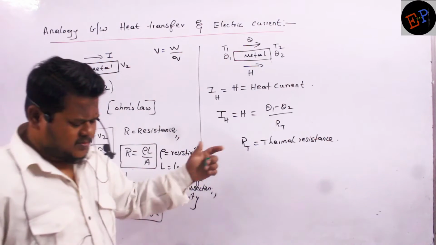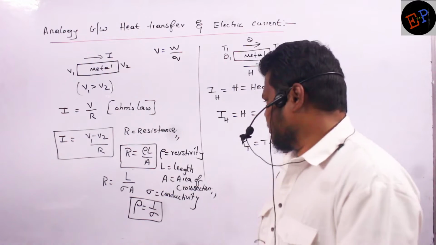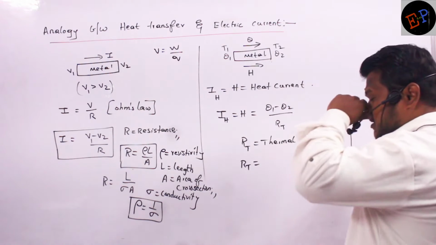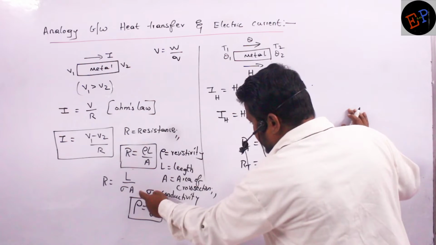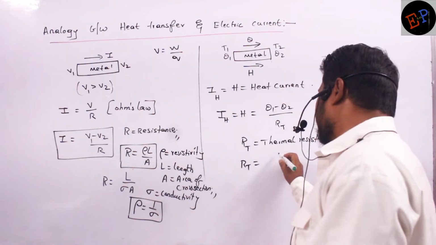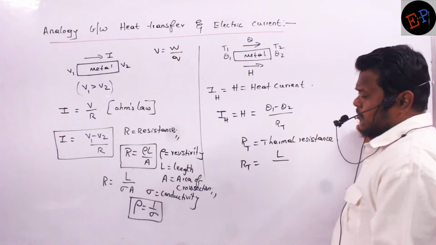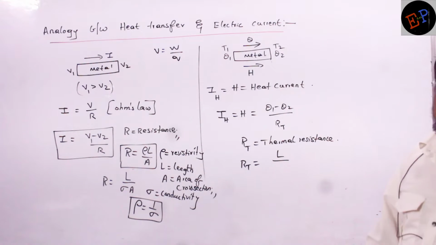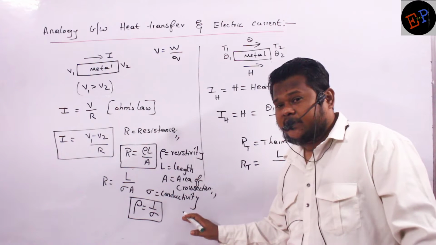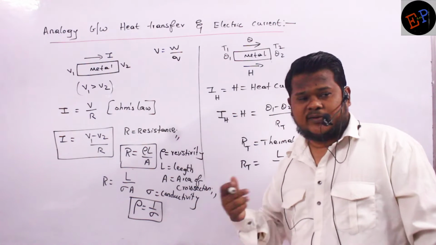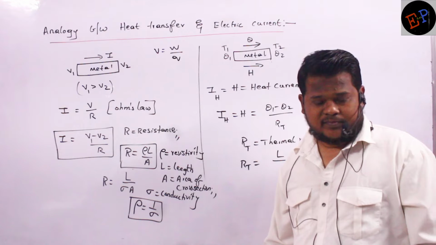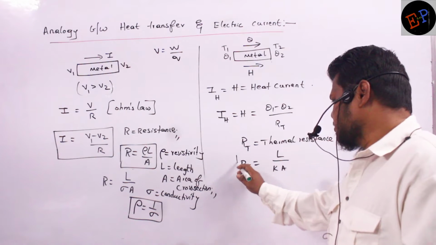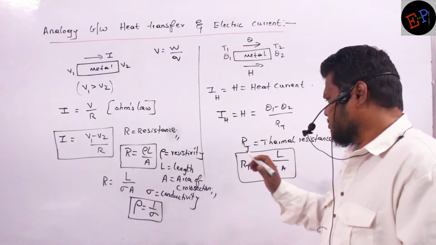Now, the same concept I can write here also. Let us see how. Thermal resistance equals L by sigma into A. Here I will write L divided by, now can you say what I can write instead of sigma? Sigma is conductivity, so I can write the coefficient of thermal conductivity K. So instead of sigma I will write K, K into A. This is the equation for thermal resistance.